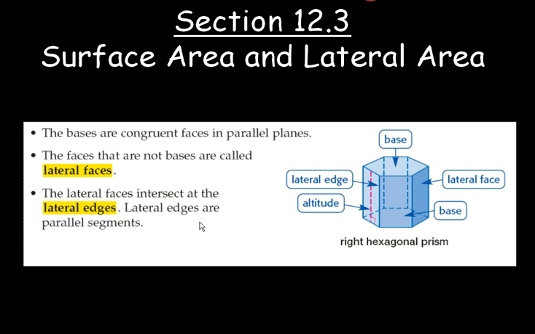So the lateral faces intersect at what we call lateral edges, as we can see here from the diagram. Lateral edges are parallel segments. So notice we also are pointing out the altitude here. It also represents the height of the prism. It is the distance basically from base to base in most prisms. What we have here is a right hexagonal prism.